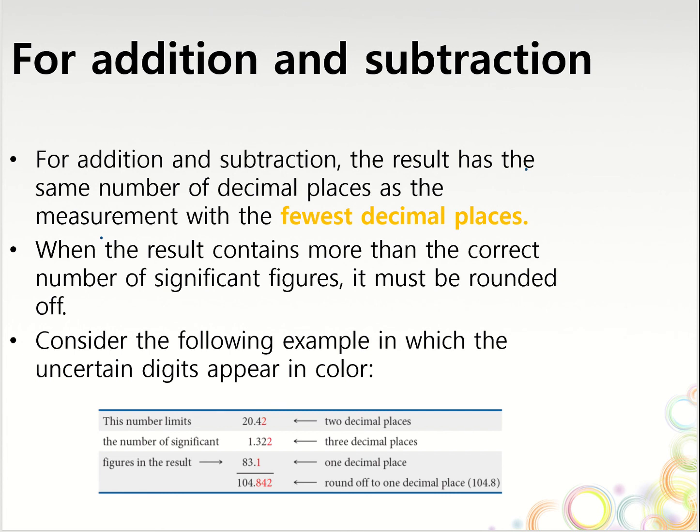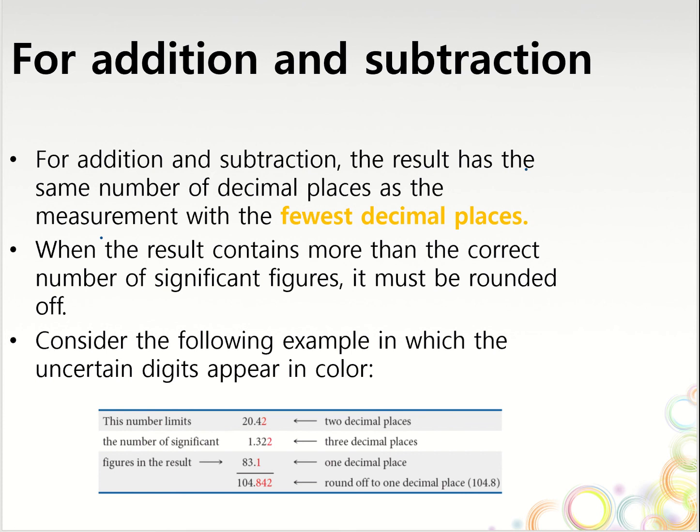So for addition and subtraction, the result has the same number of decimal places as the measurement with the fewest decimal places. Let me read that again. For addition and subtraction, the result has the same number of decimal places as the measurement with the fewest decimal places. And when the result contains more than the correct number of significant figures, it must be rounded off, right? So I hope you remember how to round off.